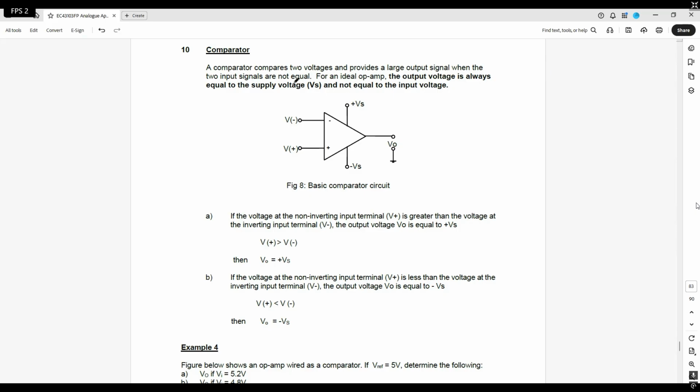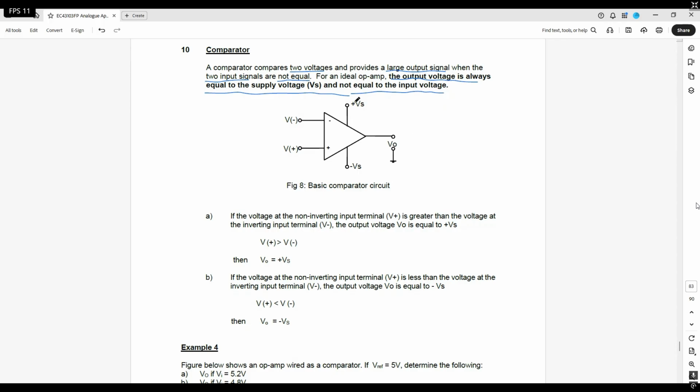Of course, first, before we start, they say a comparator compares two voltages and provides a large output signal when the two inputs are not equal. Okay, right? For an ideal op-amp, they always say the output is always equal to the supply, not equal to the input. Take note, that is for the ideal case. But of course, when you start to connect other components, it's not the ideal condition. They're just stating it to you.